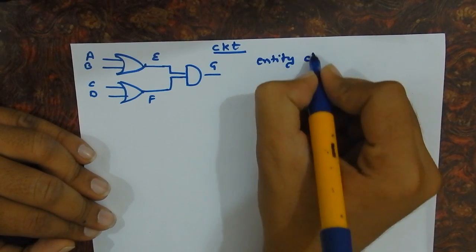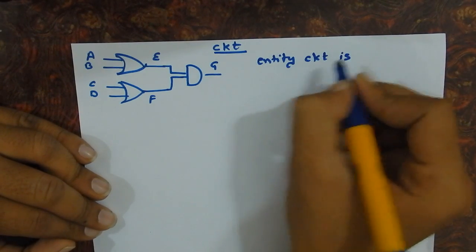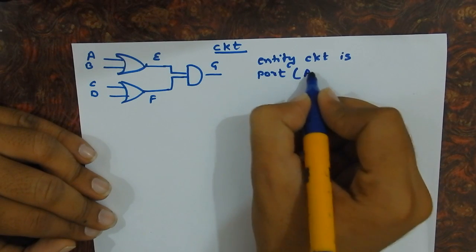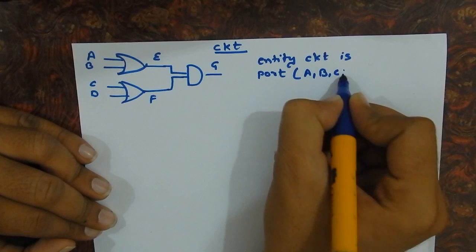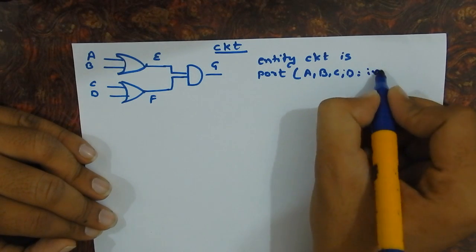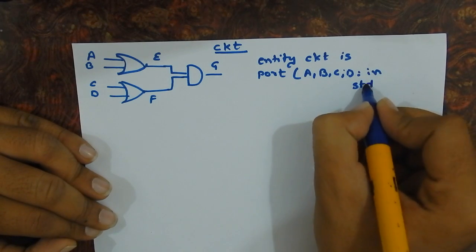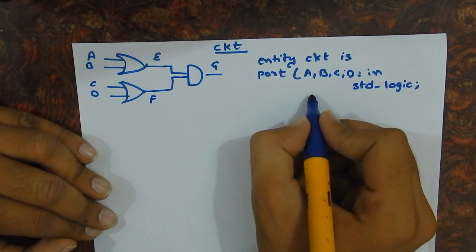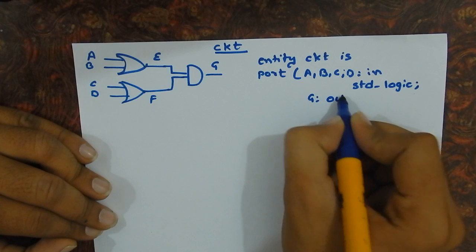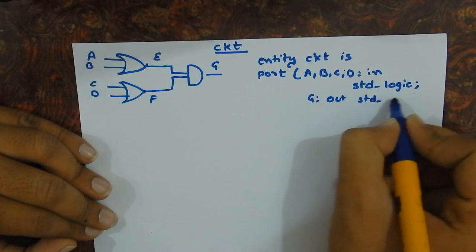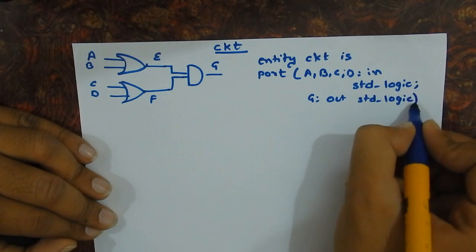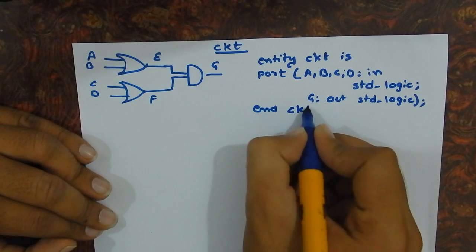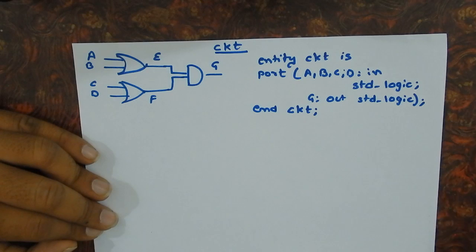Entity CKT is port. A, B, C and D are input ports with standard logic as the data type, and G is the output port with standard logic as the data type, and end CKT. This was all about the entity declaration.